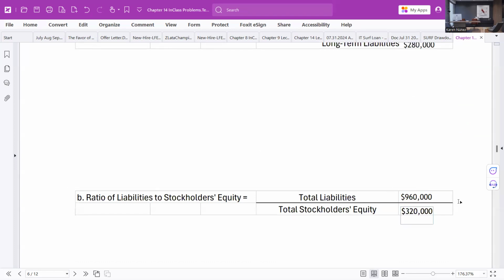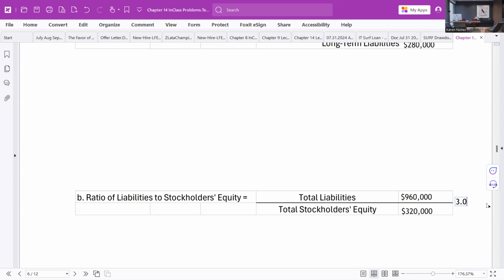So what we're saying is the ratio here is 3 to 1. For every dollar we have in equity, we have $3 in liabilities.